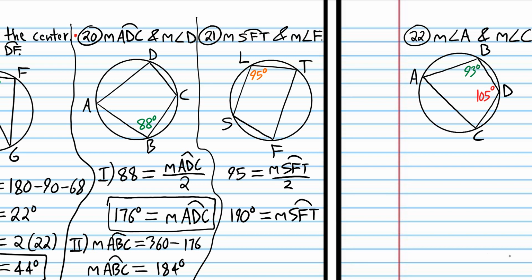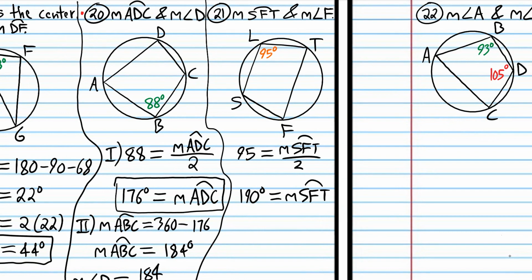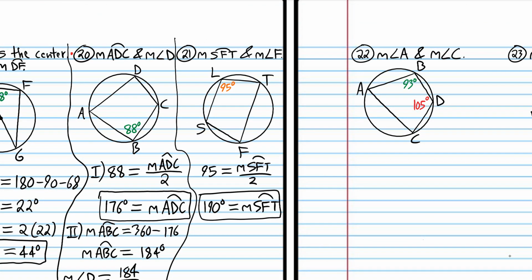So the measure of arc SFT, this arc here, is 190 degrees. So that was the easy part. Now we need to find the measure of angle F, and to do that, we're going to find this corresponding arc measure here, the intercepted arc. So we're going to subtract this arc from 360 to find that arc.